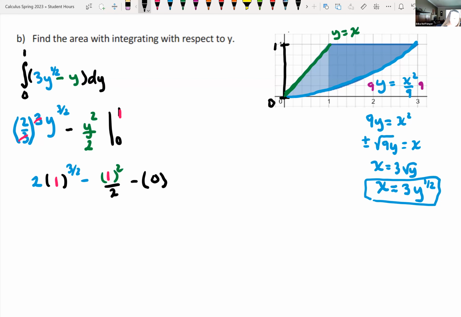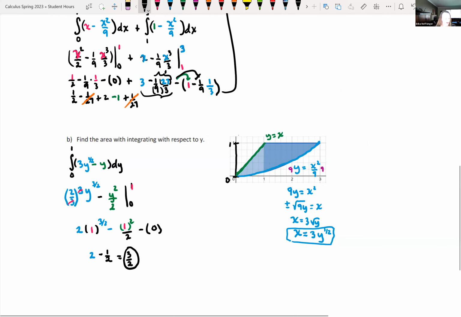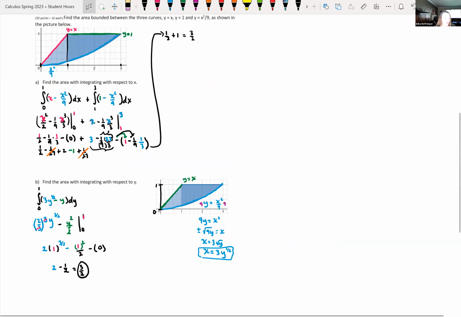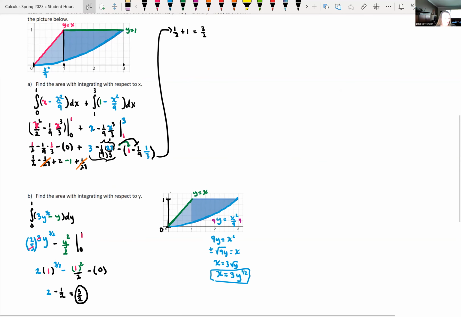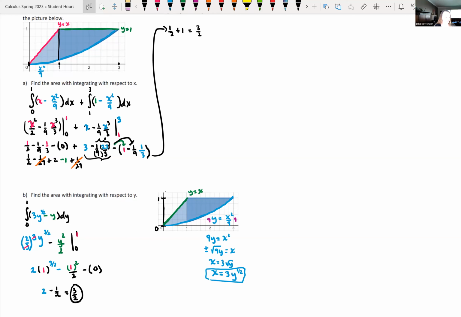So 1 to the 3/2 power is just 1. So 1 times the 2 out front is 2 minus 1/2. And so that's going to give me 3/2 squared units. And so it doesn't matter which axis we're integrating with. If you didn't get the same answer, then you know that you did something wrong going through this.